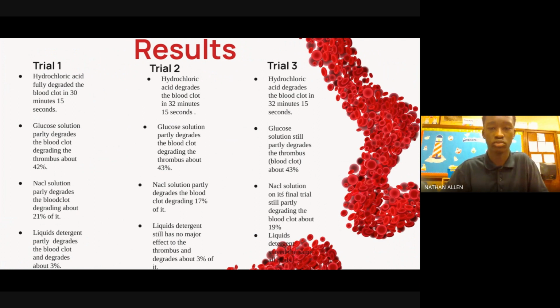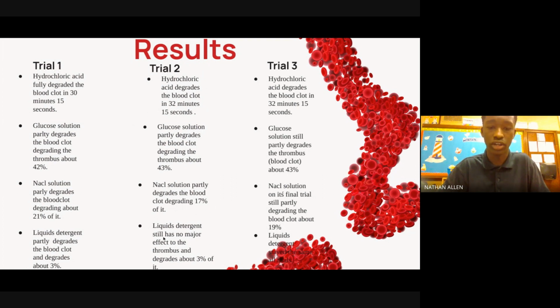For my trial 2, hydrochloric acid fully and most effectively degrades the blood clot in 32 minutes and 15 seconds. Glucose solution partially degrades the blood clot, degrading the thrombus about 43%. NaCl solution partially degrades the blood clot, degrading about 17% of it.